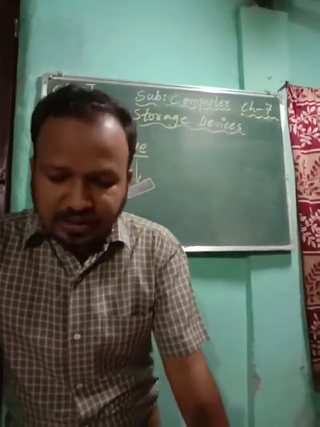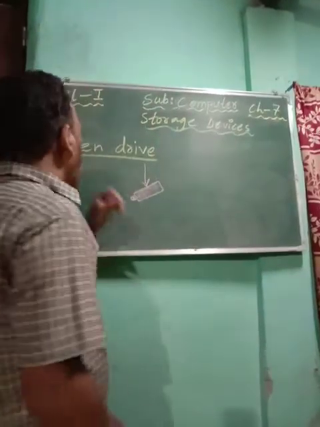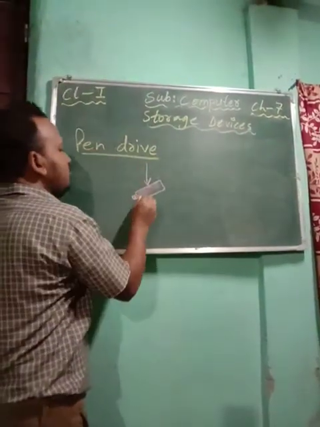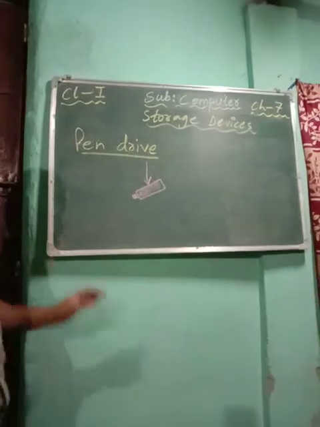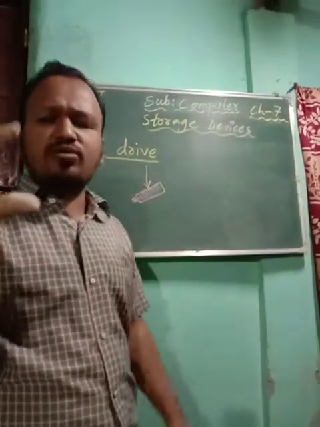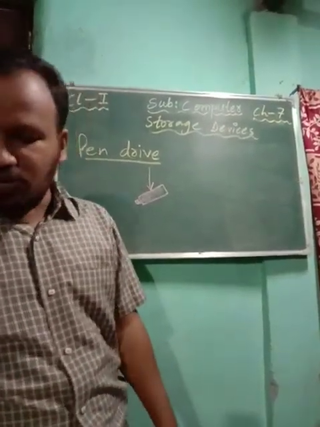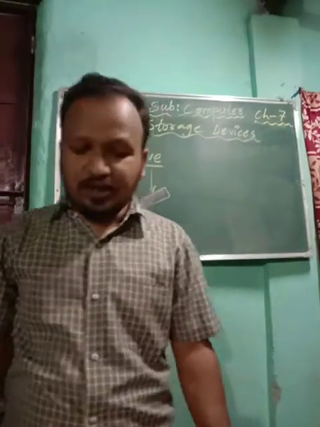Okay, so it is a small size. So children, a pen drive is very small in size. You know, you can put a pen drive in your pocket also. So it is very small in size. You can look in your book, page number 43.